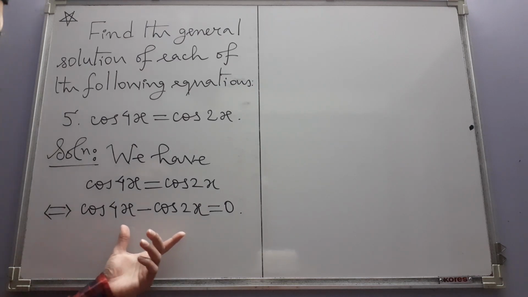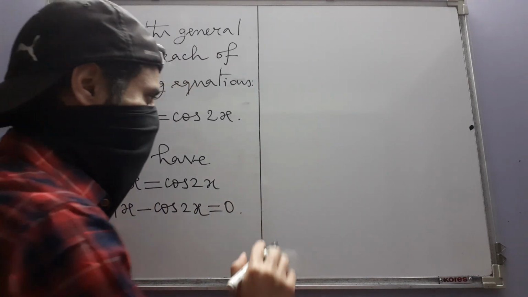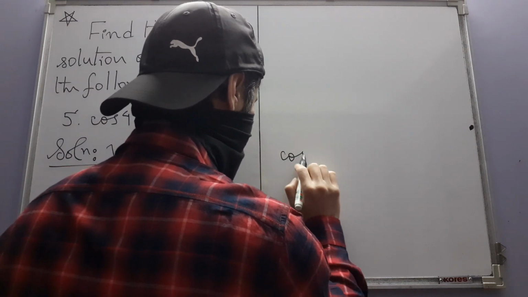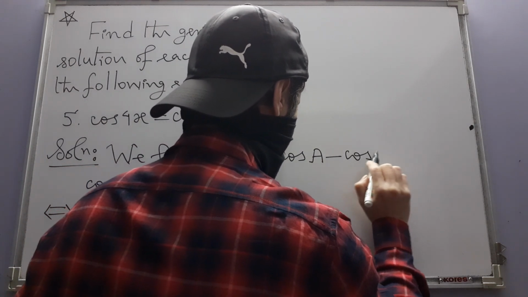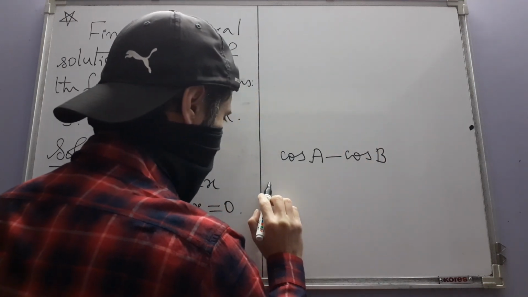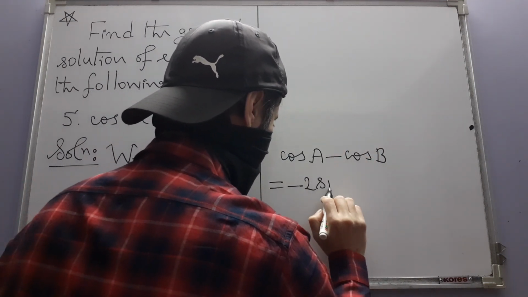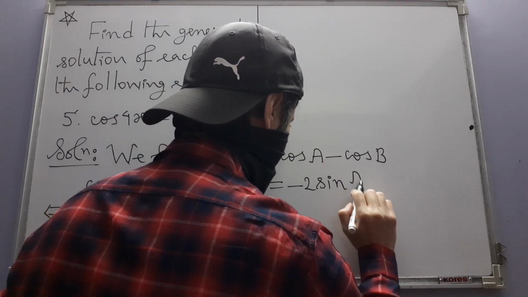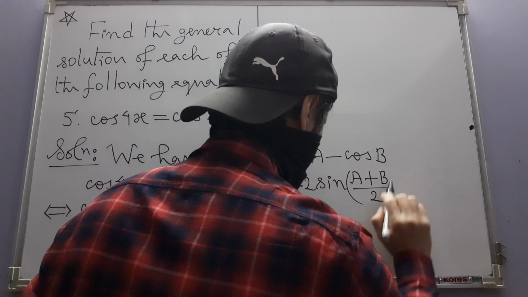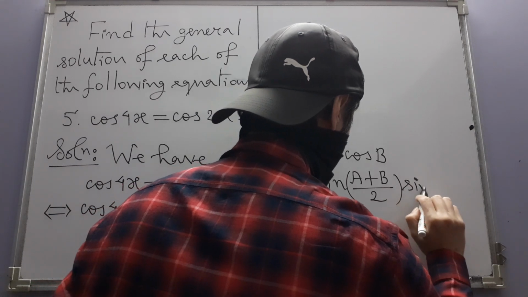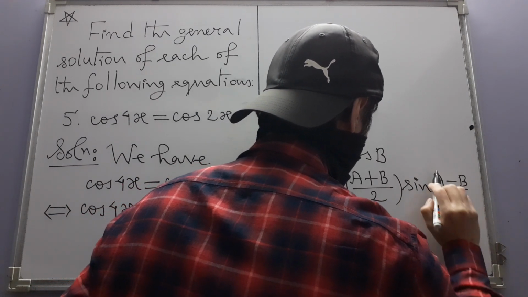Now we need the formula for cos A minus cos B, and that formula is this: for any two real numbers A and B, cos A minus cos B equals minus 2 sin (A plus B)/2 times sin (A minus B)/2.